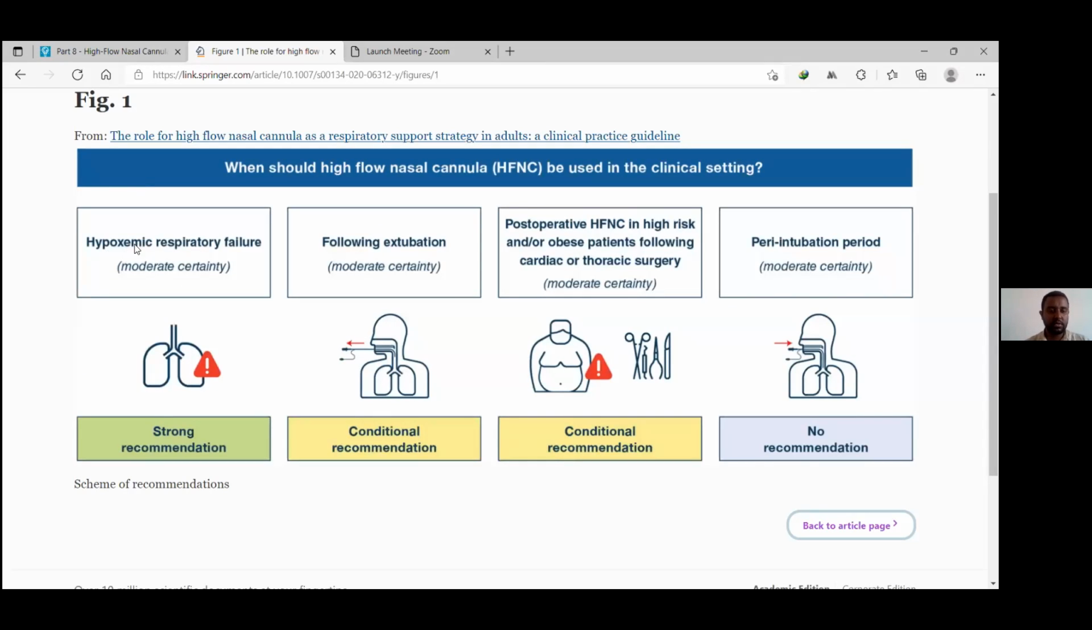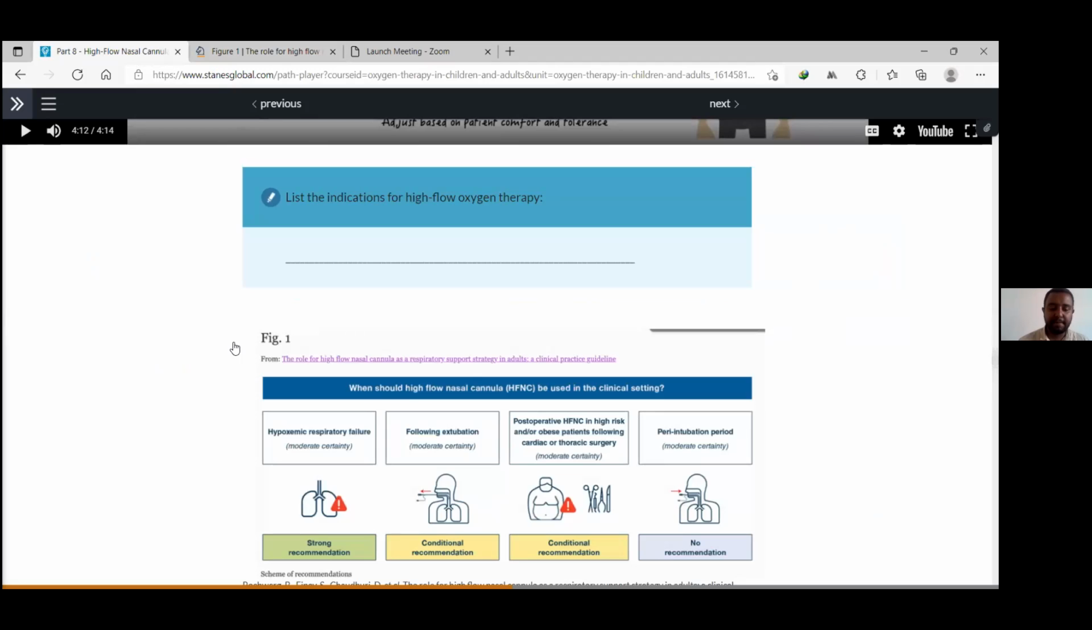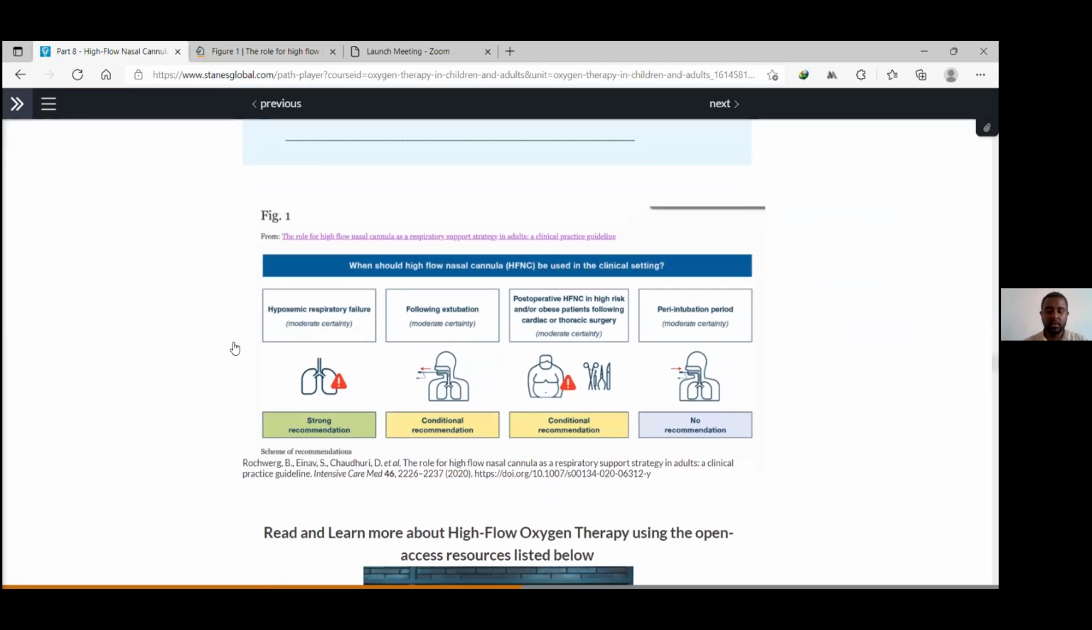The first one with a strong recommendation is the hypoxemic respiratory failure, like we have seen also in the video we've played previously, and also following extubation, but not in the patients who are at risk for respiratory failure at post-extubation. And also in post-operative, high flow nasal cannula in high risk and obese patients following a cardiac or thoracic surgery. This is a conditional recommendation with a moderate certainty, and we can also use it in the pre-intubation period as a pre-oxygenation, which is also mentioned in the comments, but there is no recommendation currently. It makes it special in high flow nasal cannula and pre-intubation. But I think most of you have said the benefits in the chat box, so thank you all.